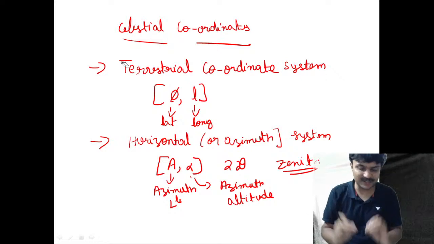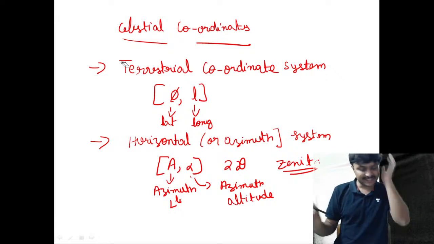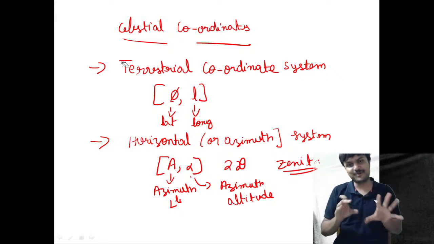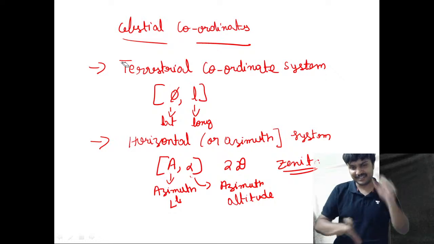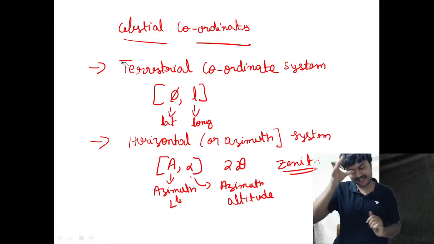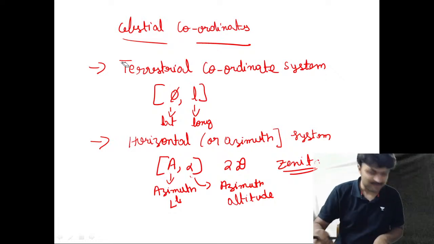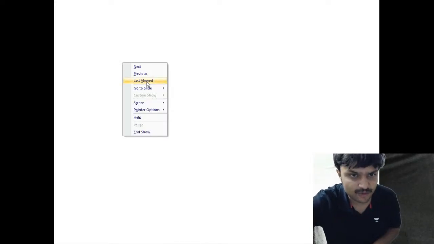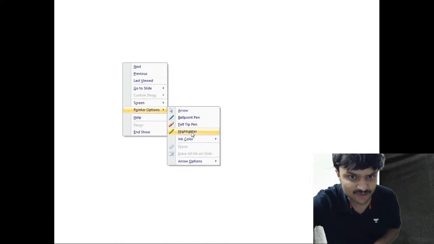I'm just introducing observational astronomy today. In the next class I'm going to draw the diagrams and show you how these angles and altitudes all come along. Okay, so next we have some more coordinate systems. This has a lot of coordinate systems, so we need to understand many of them. The next is called the equatorial system. This is a very popular one which we use in astronomy. It's called the equatorial coordinate system.